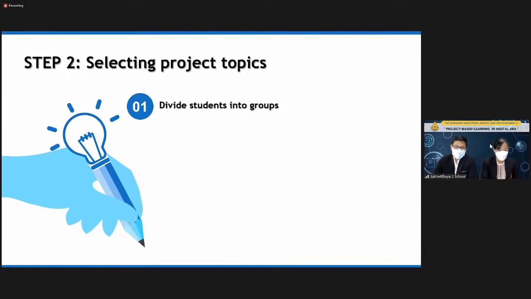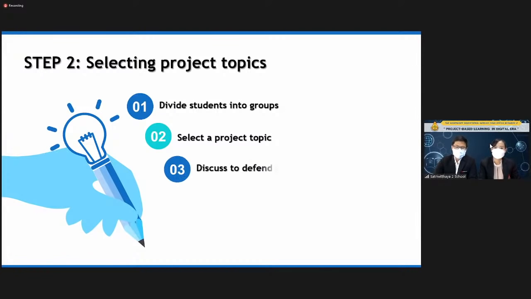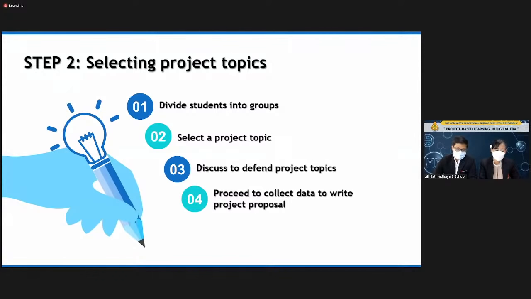Number 1, divide students into groups, and in this semester, we divide 5 or 6 students per group. Number 2, select a project topic. Number 3, discuss different project topics. Number 4, proceed to collect data to write project proposals. And the last one, number 5, present project proposal to the advisor.